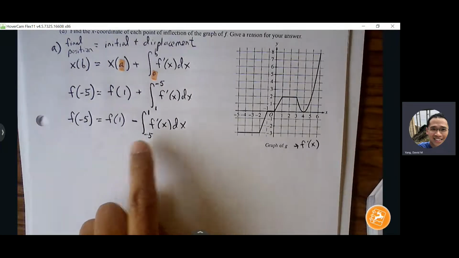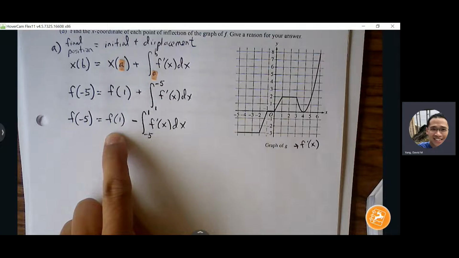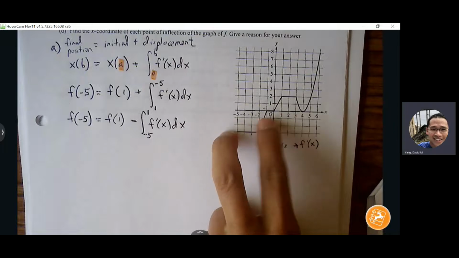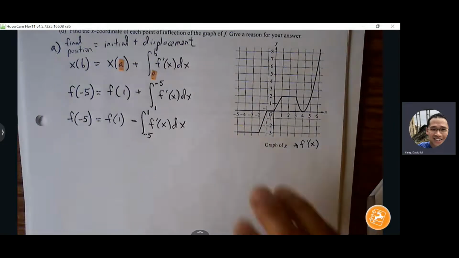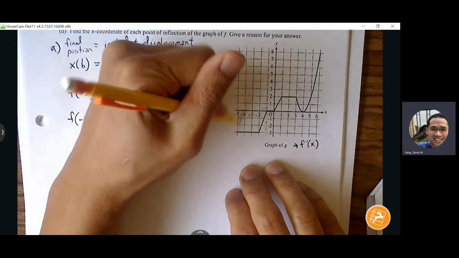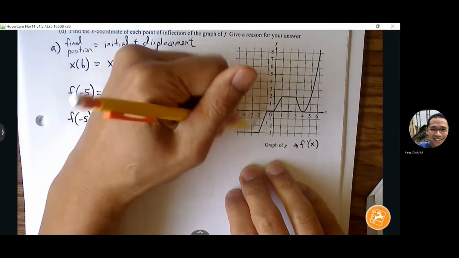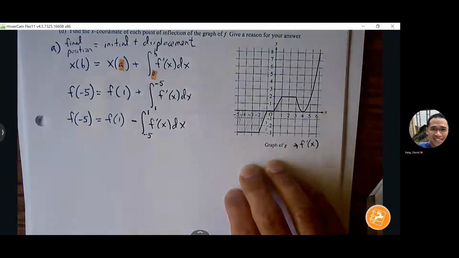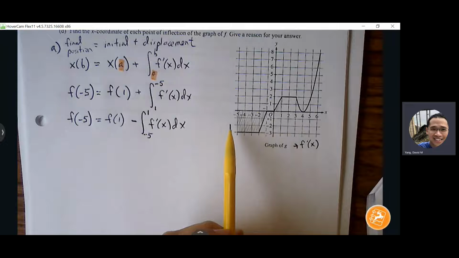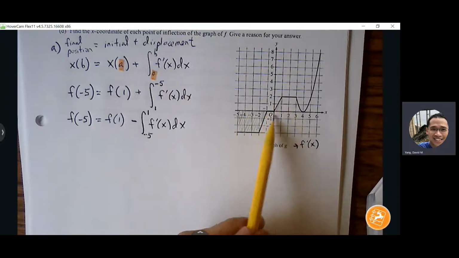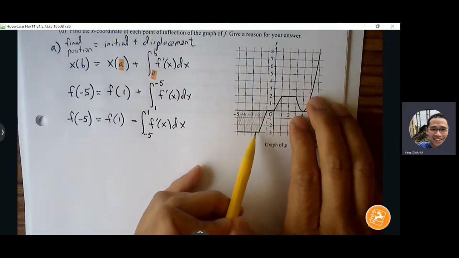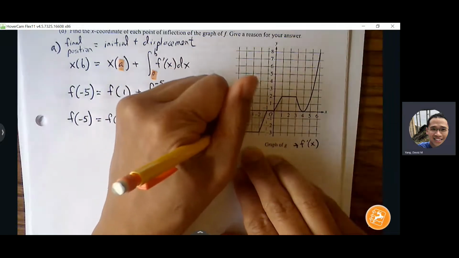So we know f of 1 is 3. The integral from negative 5 to 1 is the area between the graph and the x-axis. Let me shade those in so you can see what we're dealing with. I've got a rectangle here, a triangle here, and a triangle here as well. Careful that we are above and below the x-axis: below is negative and above is positive. So the area here, 3 times 3 is 9, so let me call this negative 9.